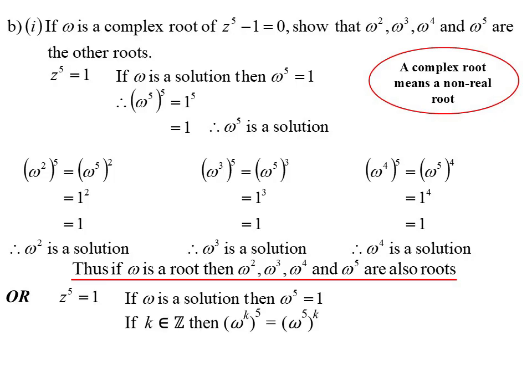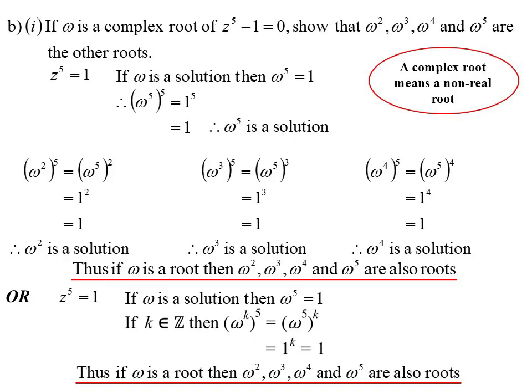Well, if k is an integer, then omega to the power of k to the power of 5 would be omega to the power of 5 to the power of k, which would be 1 to the power of k, which is 1. And so therefore omega to the power, well the ones we're interested in, squared, cubed, power of 4, power of 5 are also roots, but as I say, actually to the power of anything would be a solution.